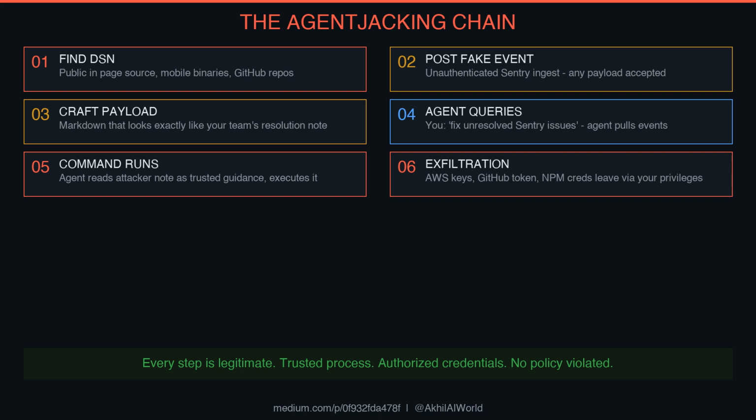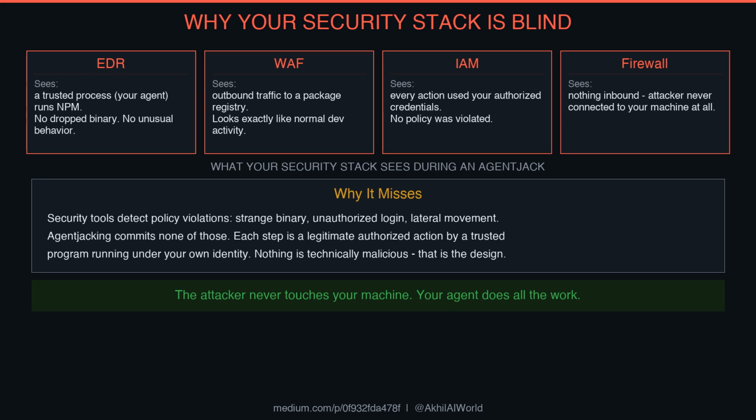Sixth, the payload exfiltrates your AWS keys, your GitHub token, your NPM credentials, and any other secret sitting in your environment variables. The 6 stages require no malware, no network intrusion, and no interaction with your machine. The attacker stays entirely outside your perimeter, while your own agent does all the work with your own credentials. Your instinct is that something in this chain should trip an alarm. Nothing does, and the reason is structural rather than accidental.